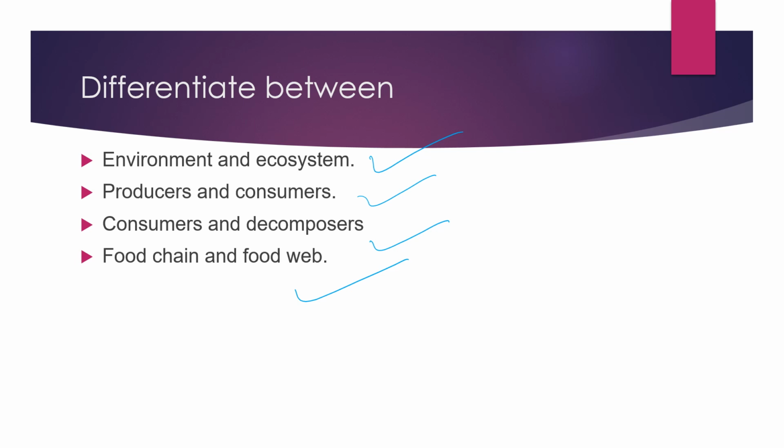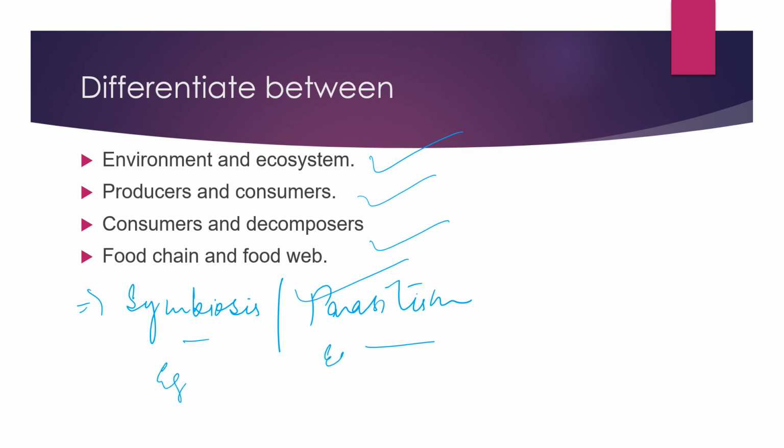You can get the difference between symbiosis and parasitism. So this also you can get. You can write the definition of the two and you can write an example of each. So symbiosis and parasitism is also a type of difference you can get. You can get the difference between the artificial ecosystem and natural ecosystem. So that is also a differentiation. You can get natural and artificial ecosystem.